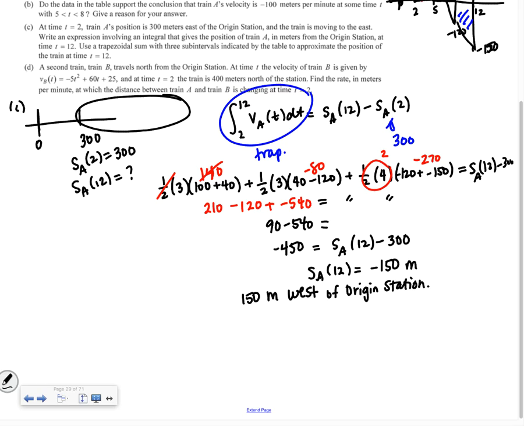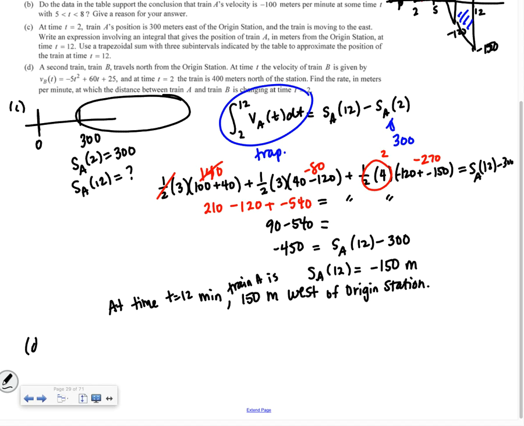All right, so it does say, we use the trapezoidal sum. It says approximate the position of the train. It doesn't really say to use correct units or say what's happening, but I would say something about at time t equals 12 minutes in there. So we always want to explain in full what's happening. At time t equals 12 minutes, the position of train A is 150 meters west of origin station.